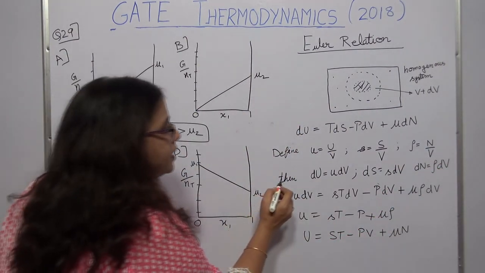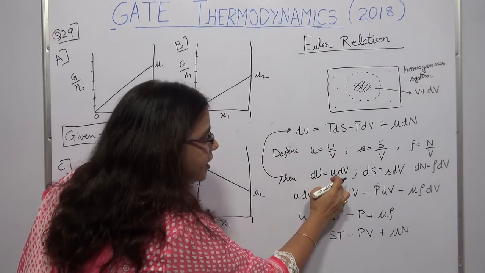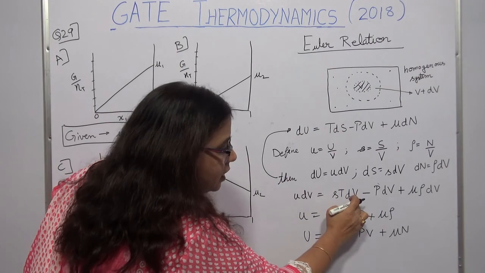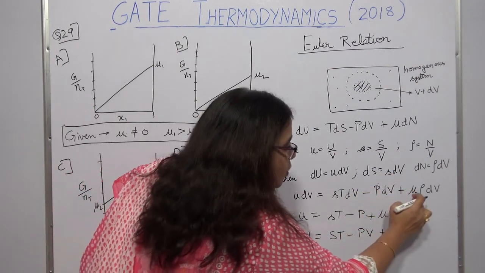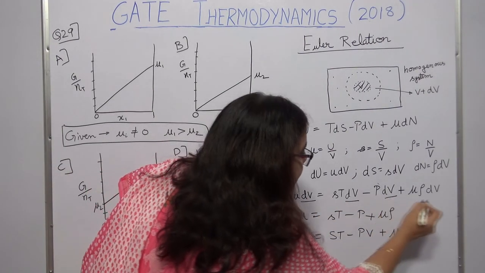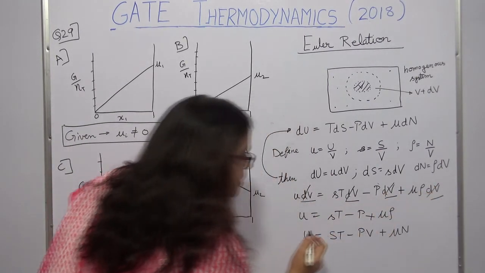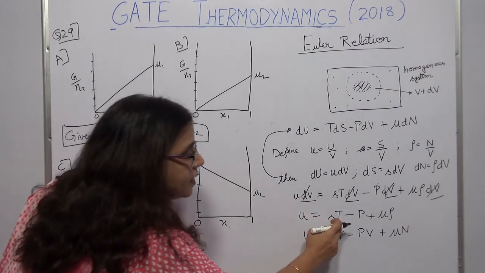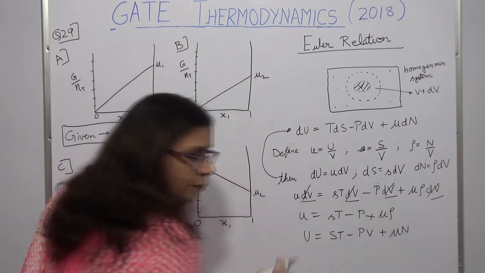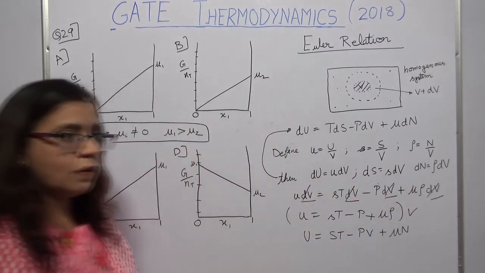Now let's put all these values in this equation, and what do you get? Instead of dU, I can write small u dV plus small s T times dV minus P dV plus mu rho dV. Now dV's are there in every term, so I can cancel it throughout. And I can write this equation as small u is equal to small s times T minus P plus mu into rho.